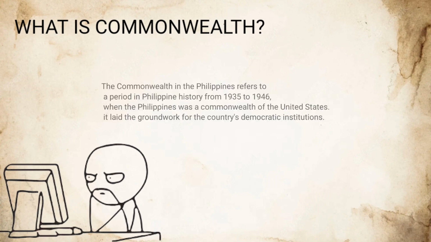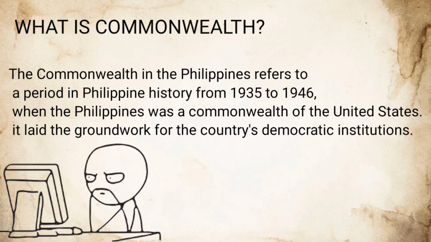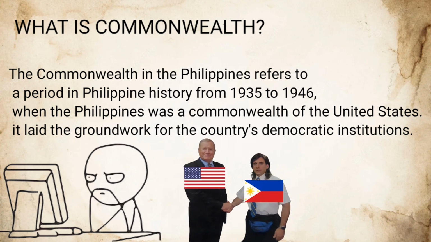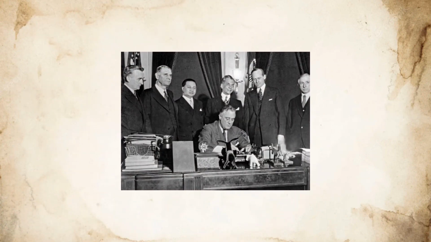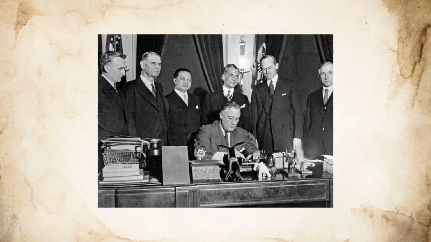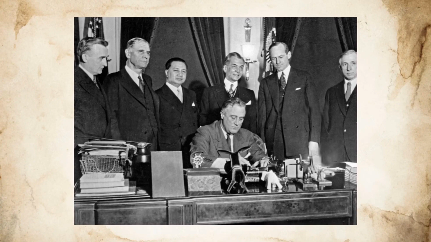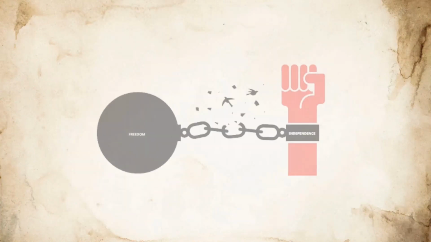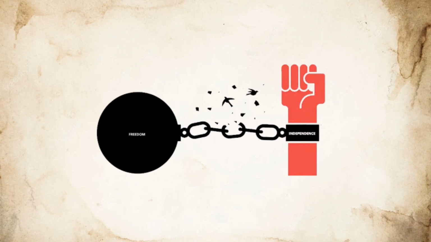The Commonwealth Period in the Philippines. What is Commonwealth? The Commonwealth in the Philippines refers to a period in Philippine history from 1935 to 1946, when the Philippines was a Commonwealth of the United States. It laid the groundwork for the country's democratic institutions and provided a framework for the country's transition to independence.